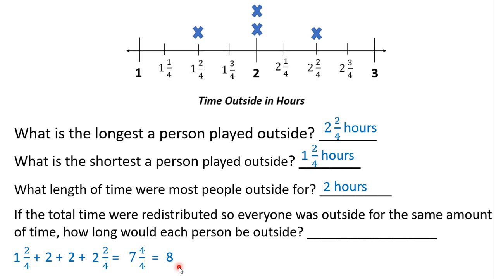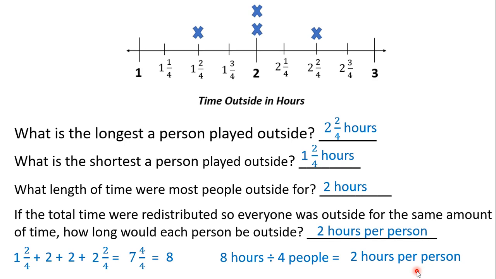Now we can divide the 8 hours, which is the total amount of time people are outside, by the number of people that were playing, which was 4 people. 8 hours divided by 4 people, since there are 4 x's on our line plot, equals 2 hours per person. So if the total amount of time was redistributed, so everyone was outside for the same amount of time, each person would be outside for 2 hours.